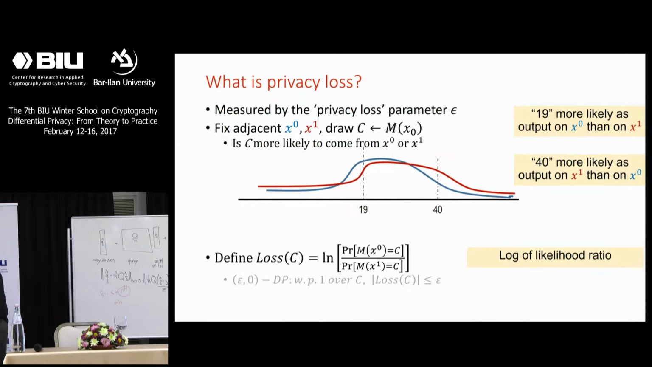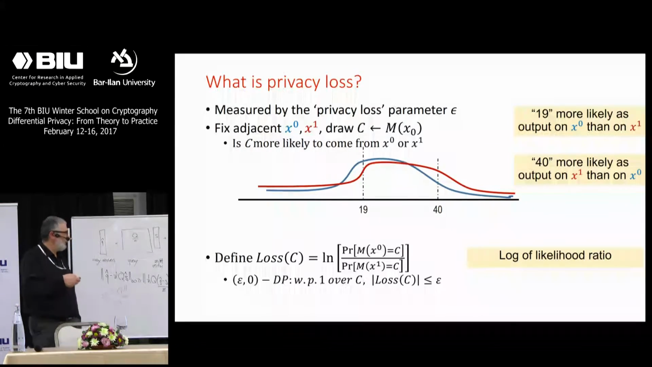So this is the log of likelihood ratio. And with epsilon 0, with pure differential privacy, we get that with probability 1 over the randomness of the mechanism M, the loss is bounded between minus epsilon and epsilon. Okay? So we don't allow this ratio to be greater than e to the epsilon.